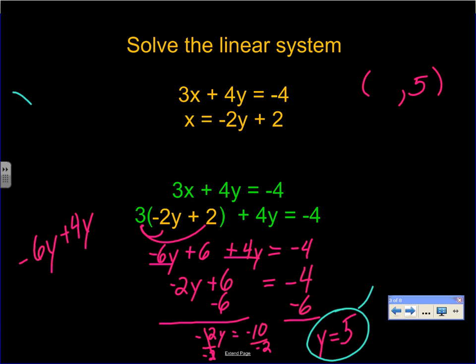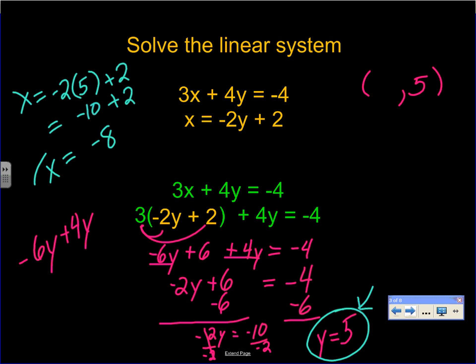Let's do our work over here. x is equal to negative 2 times y. What's y equal to? Right here, 5, plus 2. And solve this out. Negative 2 times 5 is negative 10, plus 2. And negative 10 plus 2 is negative 8. x is equal to negative 8.